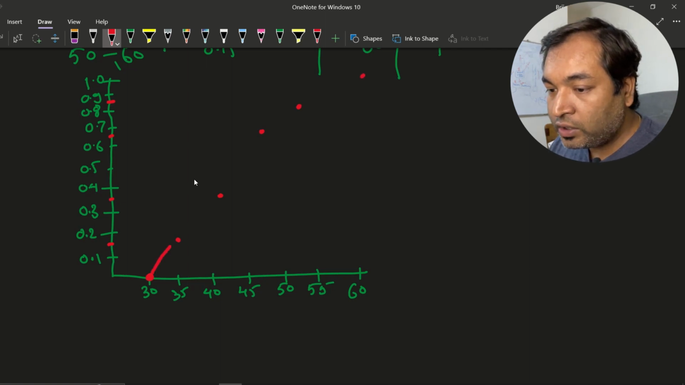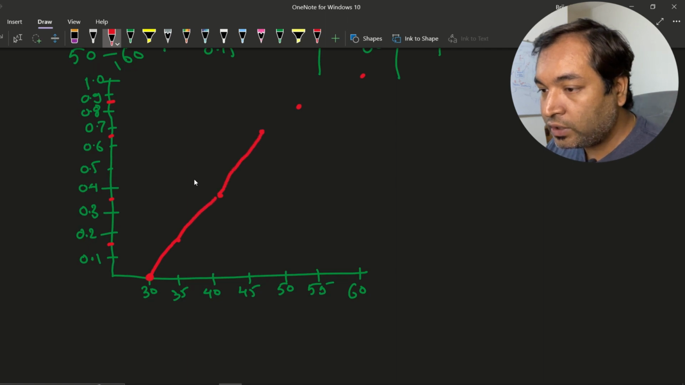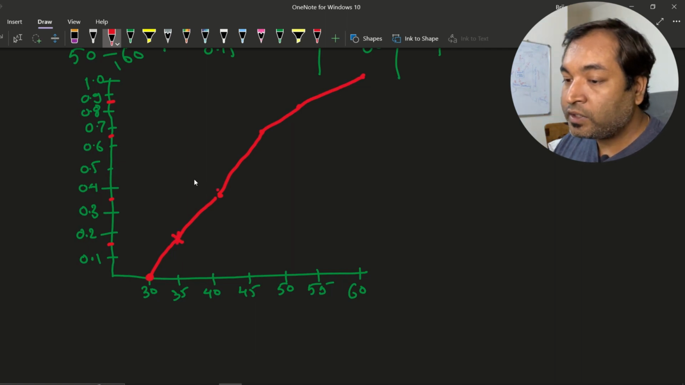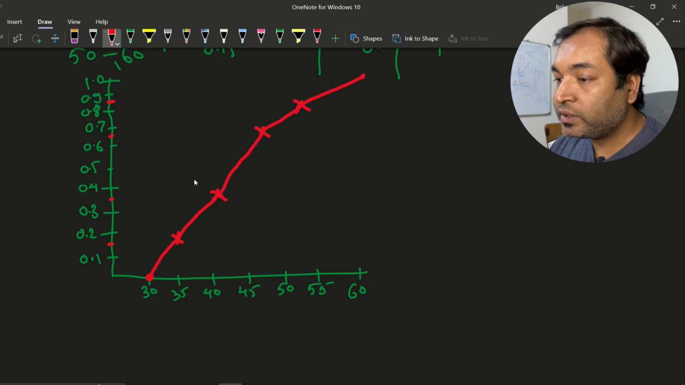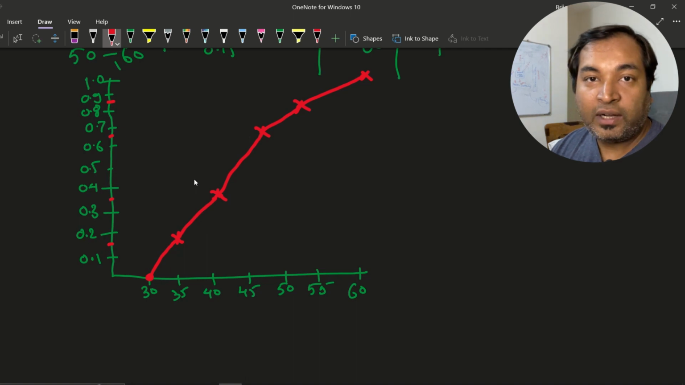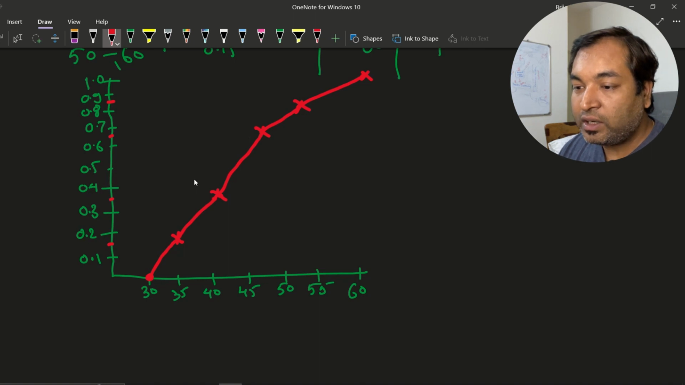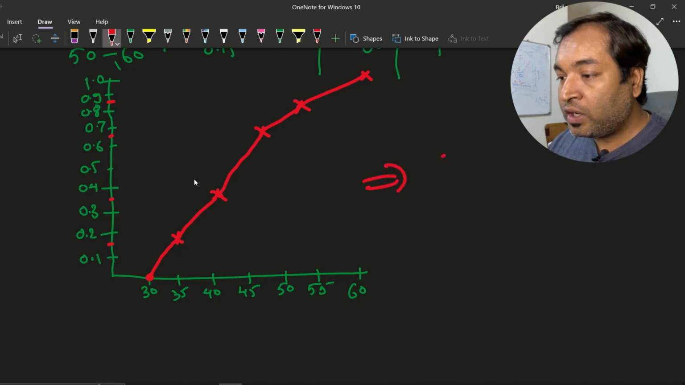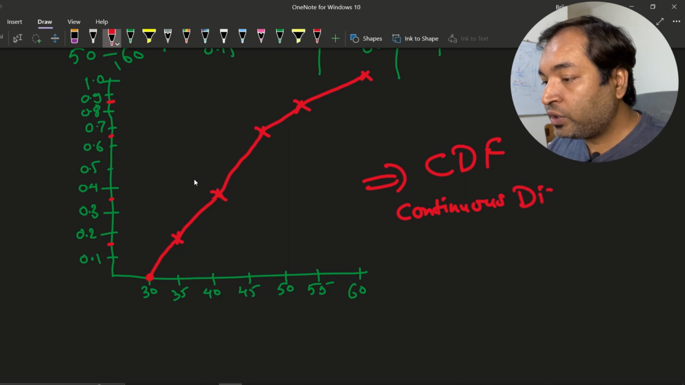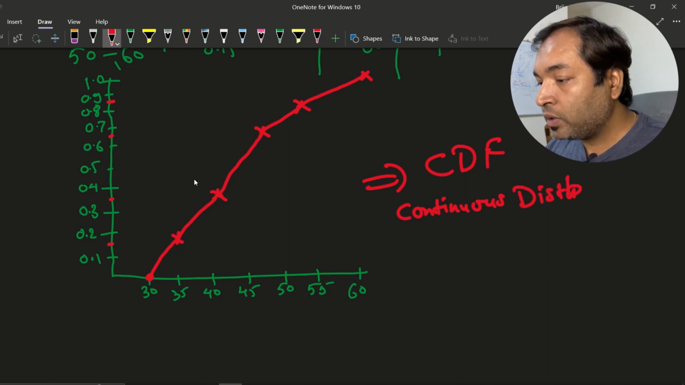If we connect all these dots which we have just calculated, you see this is the first point, second point, third point, and for the 1. So this is a non-decreasing curve, right? This is a continuous probability distribution. If you can see, we can draw this as a continuous distribution. So this is called a CDF, a cumulative distribution function.